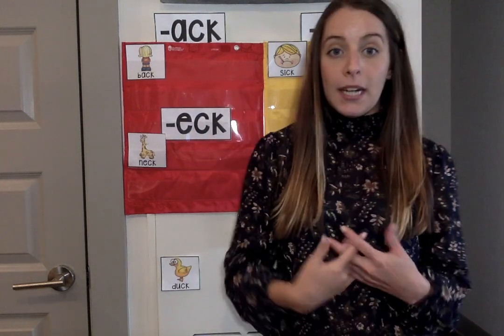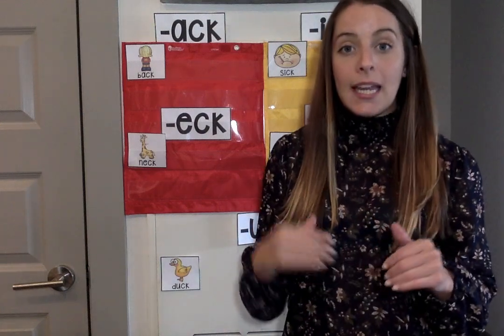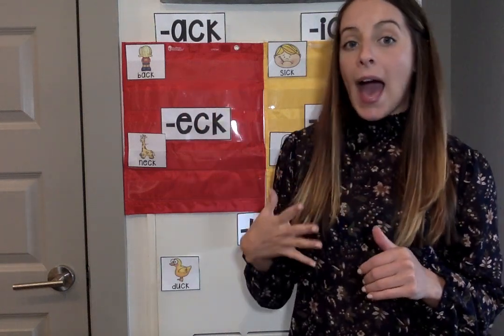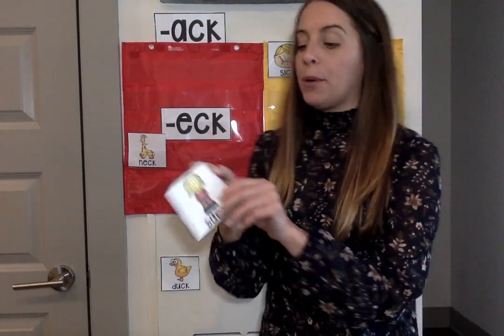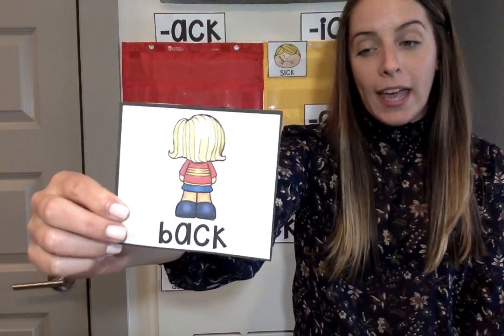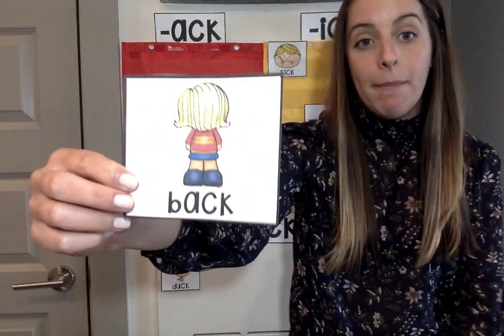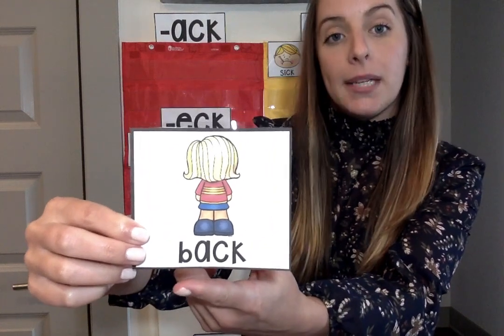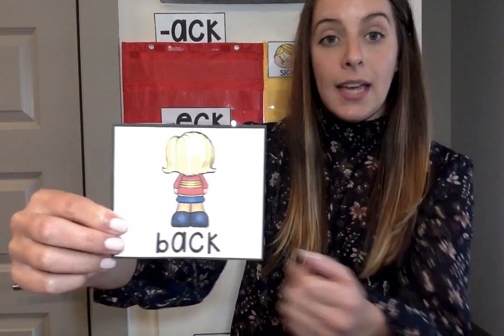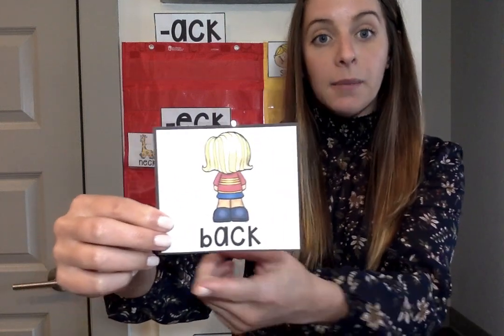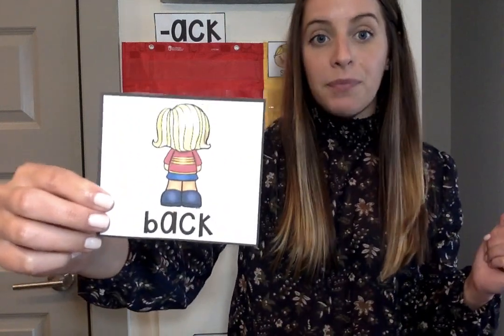I want you to repeat after me. ACK, ACK. Repeat. ACK, ACK. Let's look at our first example. We have a picture of a person, but they're turned around, so we see their back. Back is our first word. We know that B says B. ACK is going to say ACK, B, ACK, blend, back. Back.